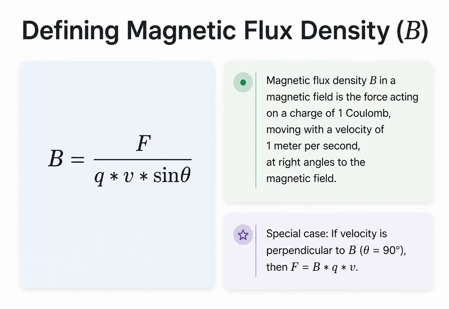This derivation gives us a precise way to define magnetic flux density, B. It is defined as the force acting on a charge of 1 coulomb, moving at a velocity of 1 meter per second, perpendicular to the magnetic field. When the velocity is exactly perpendicular to the field, the sine of 90 degrees is 1, simplifying our force equation to just B times Q times V.